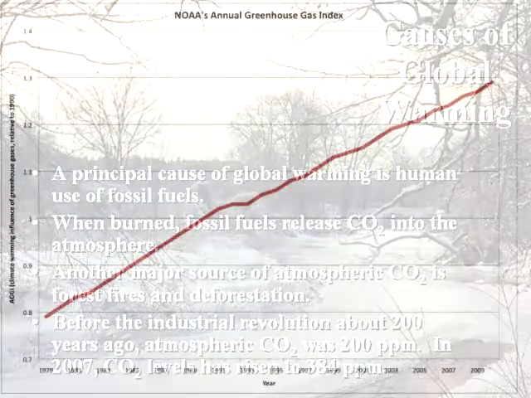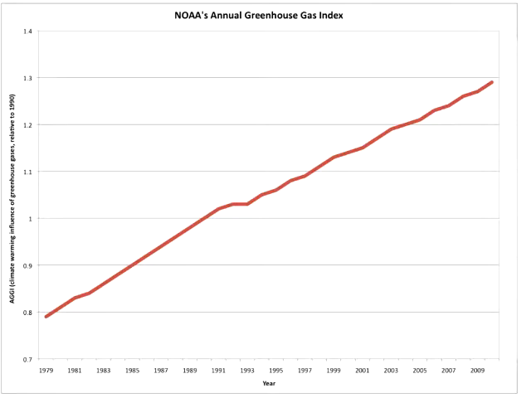Here's a graph produced by NOAA that illustrates the rise in greenhouse gas concentrations in the atmosphere from the 1970s to about the year 2010. Notice that the relationship is almost linear, and that over these years, just in a few decades, we've seen almost a doubling of greenhouse gas concentrations in the atmosphere.